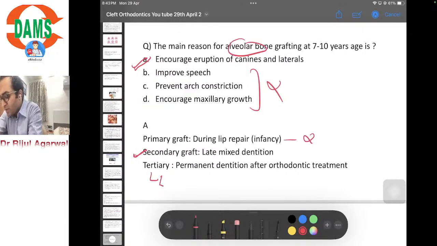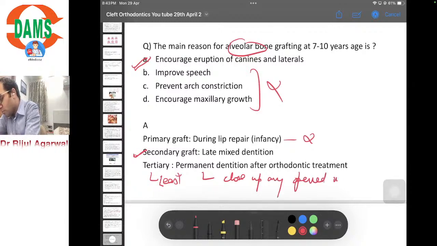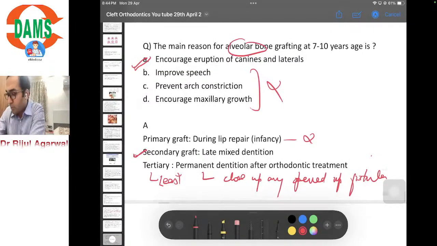Lastly, the tertiary bone grafting. This is the least common, still done in some centers. It's done during permanent dentition after orthodontic treatment, to close up any opened-up fistula. After expansion, if any fistula or defect opens up in the palate, only that is the reason why tertiary bone grafting is done. It's still done, but it's the least common of all. The most common is the secondary alveolar bone grafting, and primary grafting is not done at all anywhere.